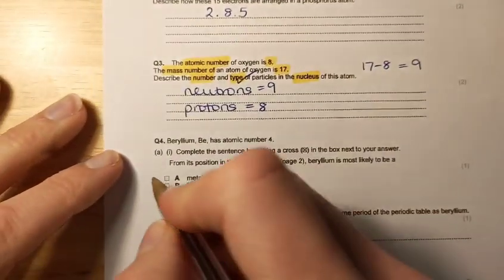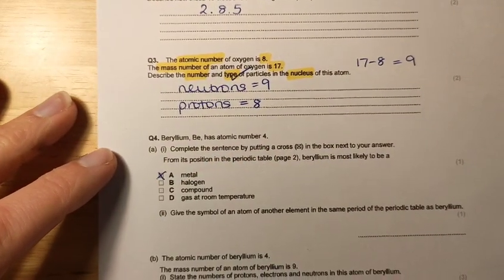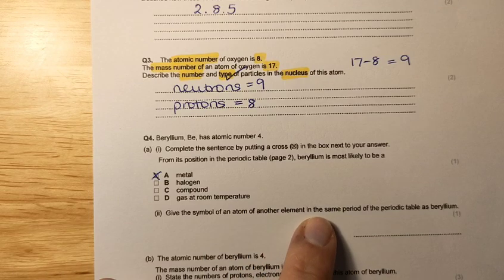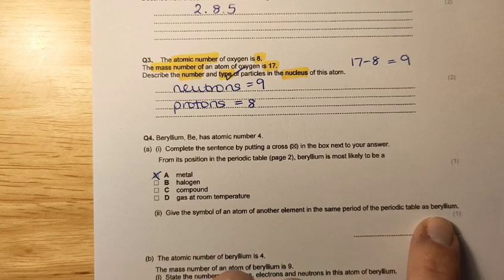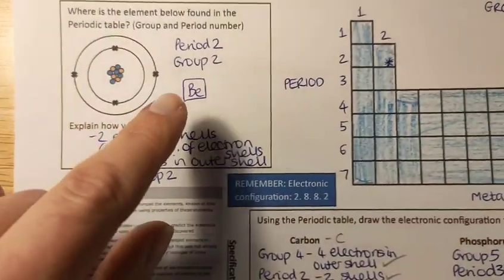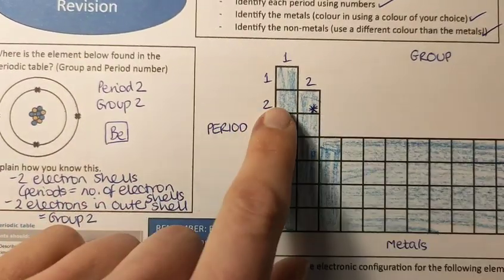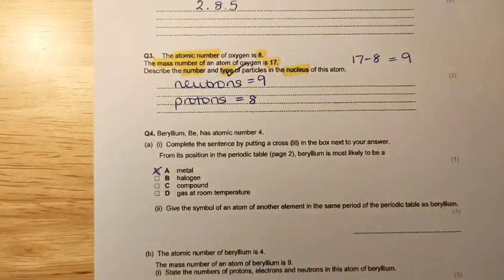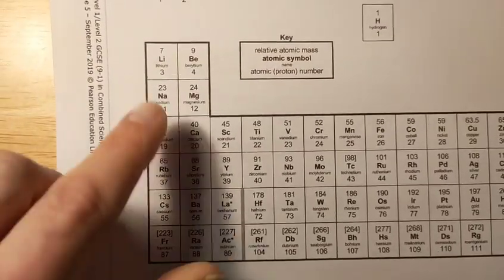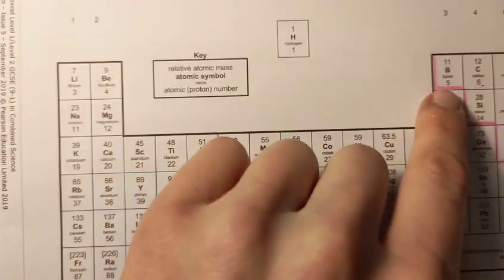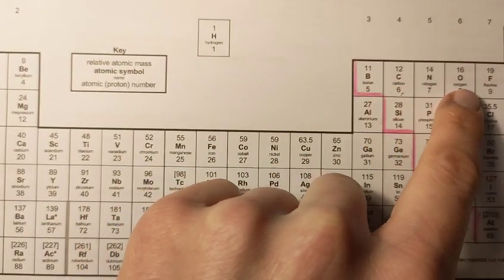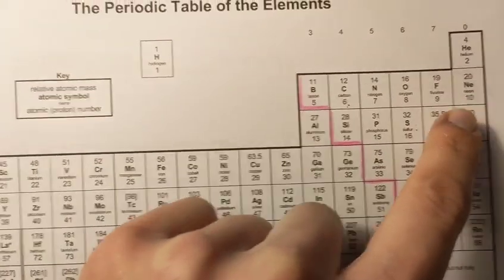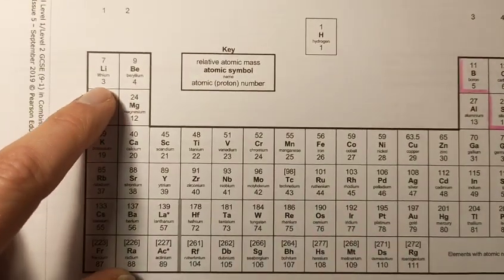Okay, so a metal. Give the symbol of an atom of another element in the same period of the periodic table as beryllium. So we've already said from here the period is the row. So we're looking at anything else in period 2 from beryllium. So if we look here, period 2 beryllium, so it could be lithium, boron, carbon, nitrogen, oxygen, fluorine, or neon. I'm just going to choose the one next to it, lithium.